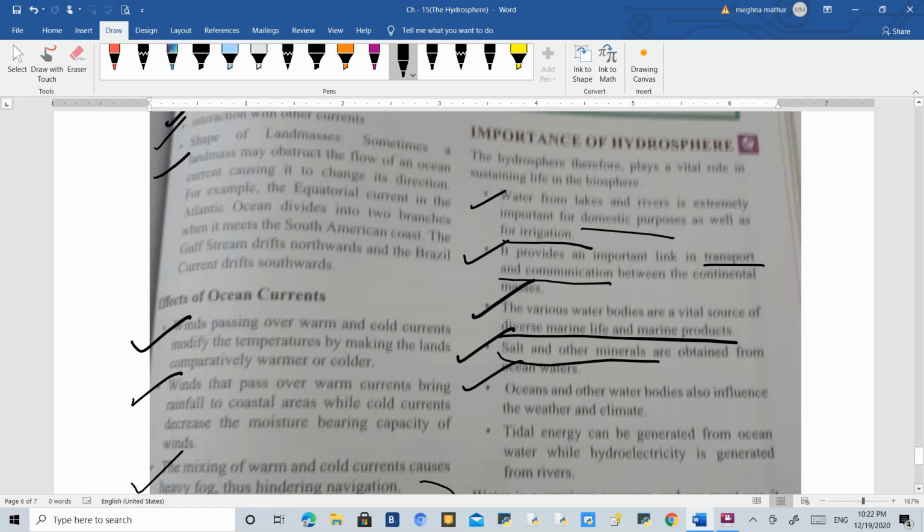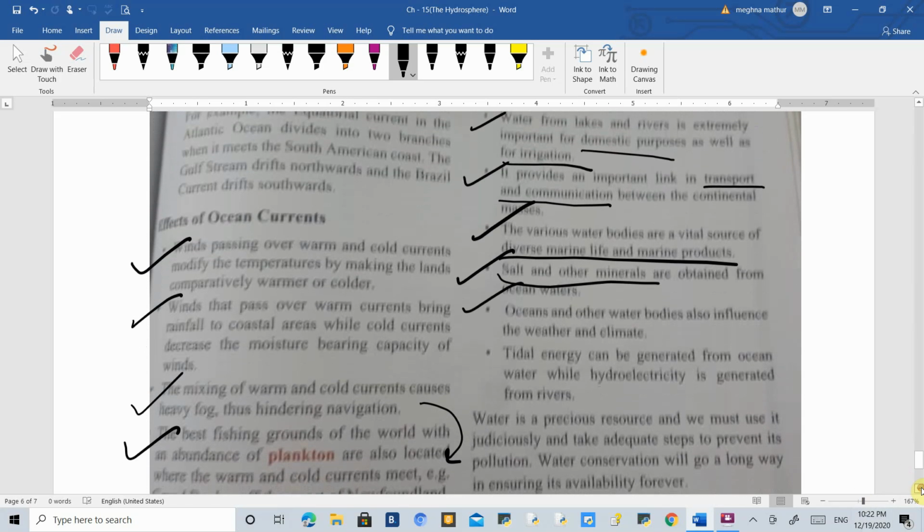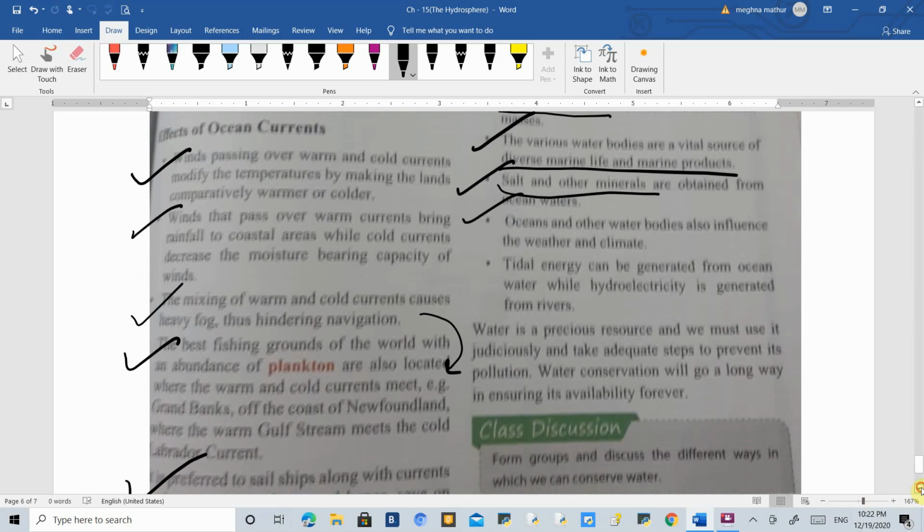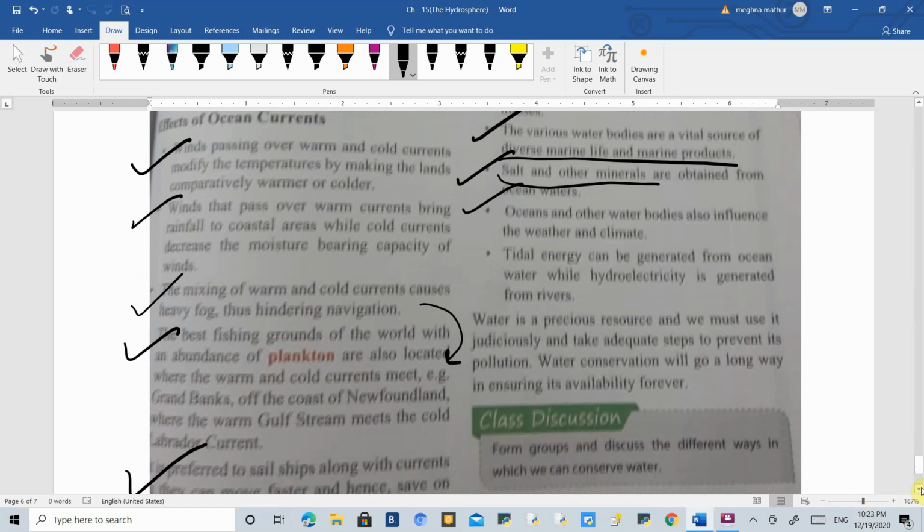Then oceans and water bodies also influence the weather and climate. As we have read in 6th standard also, we receive monsoon. Why do we receive monsoon? We receive monsoon in India because we are surrounded by seas, from the left the Arabian Sea, and from the right the Bay of Bengal. And that is why it affects our weather and climate, and is responsible for bringing rainfall to India also. And finally, tidal energy, which is a very important source of generating hydroelectricity. That is one of the important uses of water. And because water has so many uses, it is a very precious resource, and we must use it in a proper manner.